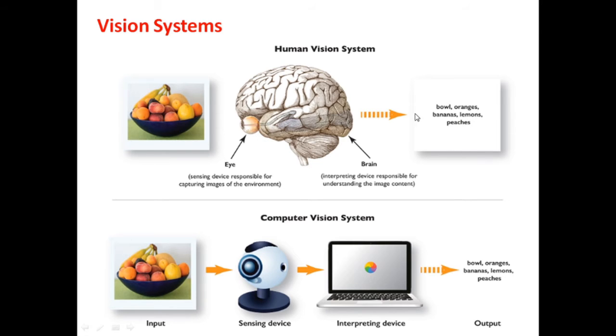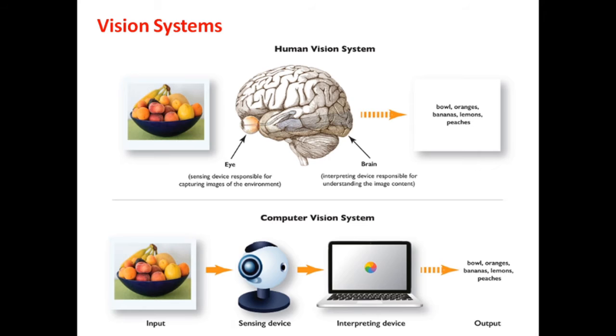That means here I have a bowl, and inside it oranges, bananas, lemons, peaches, etc. Your computer vision system does the same thing, where the eye is replaced with a camera or a sensing device, and inside it we have a processor as the interpreting device, and some algorithms for interpreting the data or classifying the objects in the images. That means feature extraction, followed by the interpreted data, that is, what objects are present in the scene. So this is the output.